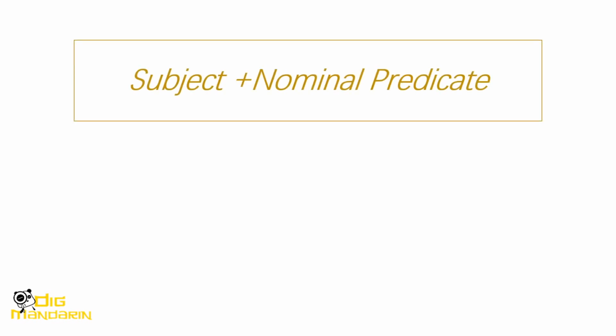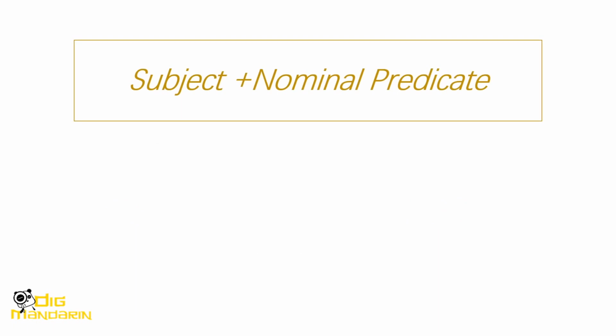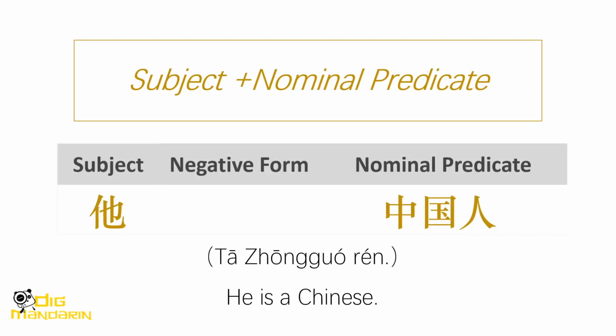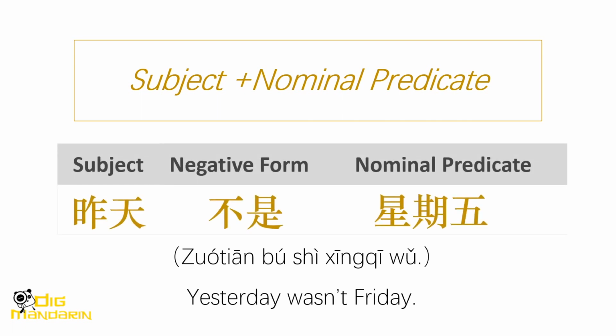Example 3. 今天晴天 It's sunny today. Example 4. 他中国人 He's a Chinese. Example 5. 昨天不是星期五 Yesterday wasn't Friday.